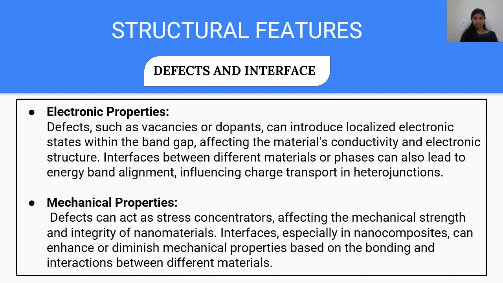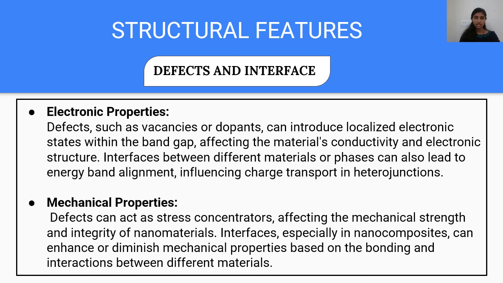Defects such as vacancies or dopants can introduce localized electronic states within the band gap, affecting the material's conductivity and electronic structures. Interfaces between different materials or phases can lead to energy band alignment, influencing charge transport in heterojunctions. Defects can act as stress concentrators, affecting the mechanical strength and integrity of nanomaterials.